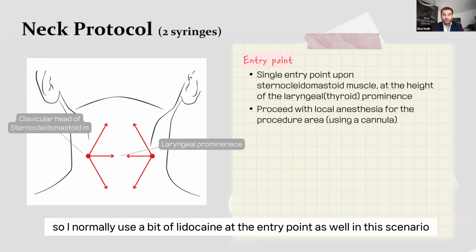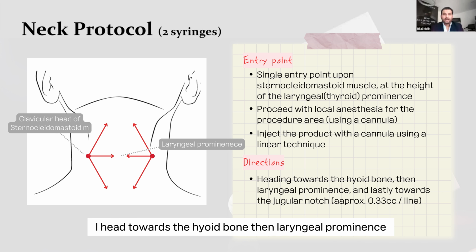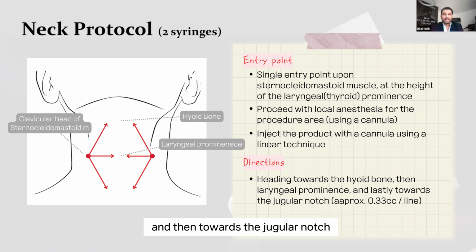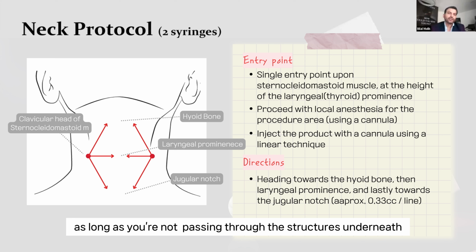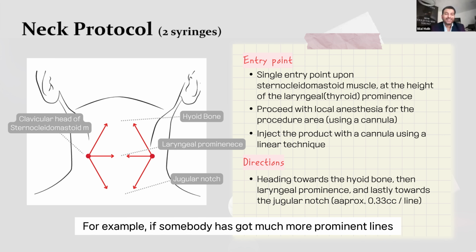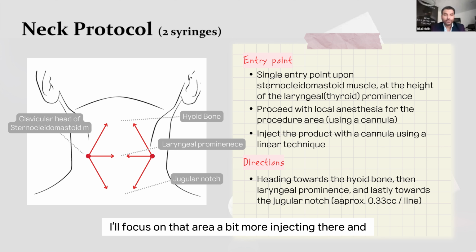So I normally use a bit of lidocaine at the entry point as well in this scenario, and then with the linear retrograde technique, I head towards the hyoid bone, then the laryngeal prominence, and then towards the jugular notch. It's a guideline. And remember that you're not going to do anything wrong as long as you're not piercing the structures underneath. So for example, if somebody has much more prominent lines towards the mid of the neck, I will focus on that area a bit more, maybe inject a little bit more there and a bit lesser amount on the other vectors.